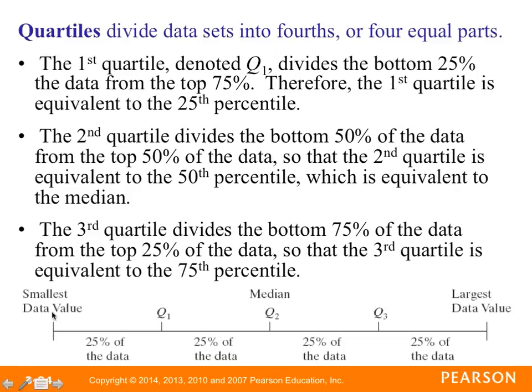So if you look at this right here, we're going to have a smallest data value and a largest data value. Q2, which is your median, is going to be smack dab in the middle. Half of your data is below it, half of your data is above it. If you look at the bottom half of your data, Q1 is the median of that. So 25% are below, 75% are above. If you look at Q3, that's the median of your upper half. So 75% of your data is below, 25% is above.